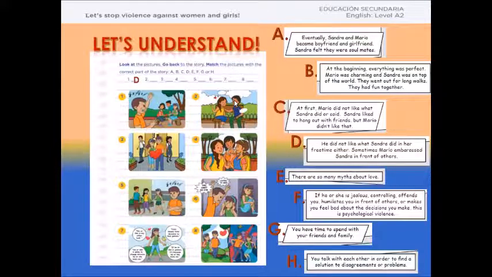Next, what... you talk to each other to find a solution to a disagreement or problem. Okay, great. Now, what about picture 3? Good job. Eventually, Sandra and Mario became boyfriend and girlfriend. Sandra felt they were soulmates.